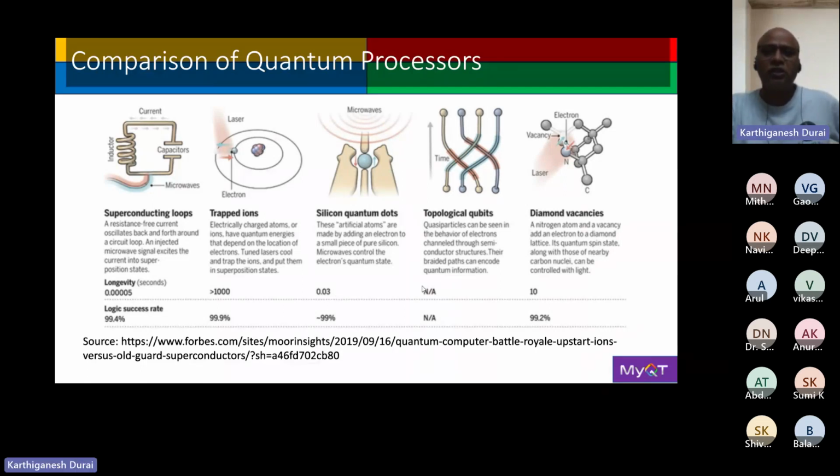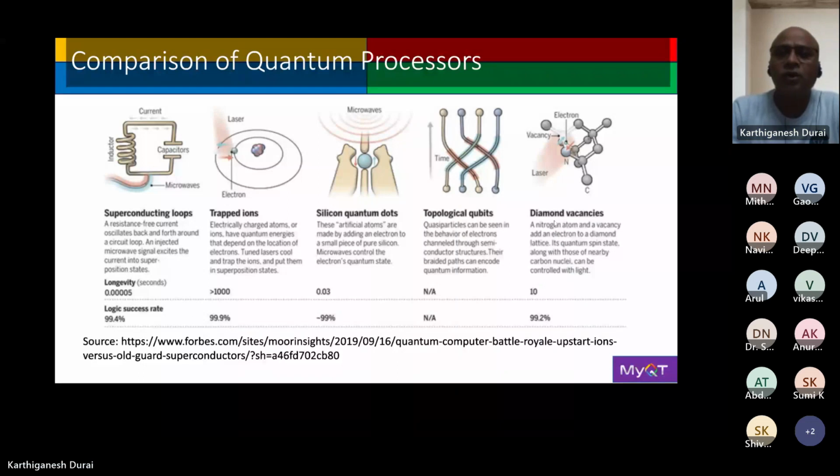That is one reason why industry is trying to build trapped ion systems. Quantum dots 0.03. Topological is not applicable for this one. Diamond vacancies 10. This is really cool. 10 seconds it can hold. Okay, so hope this comparison helps you understand which technology is being used. This is microwave, this is laser. You can see laser is used for trapped ion and diamond vacancies, and microwave is used in quantum dots and superconducting. Topological, as I told you, it is still the braided box can encode quantum information. I believe this comparison helps a lot.